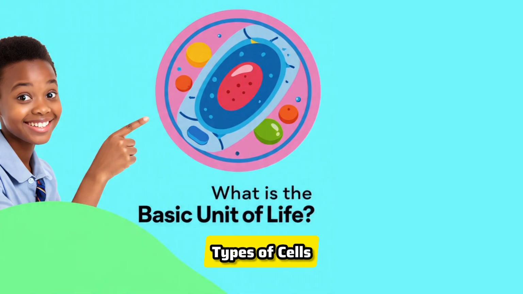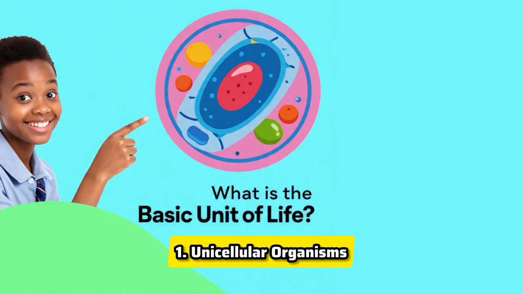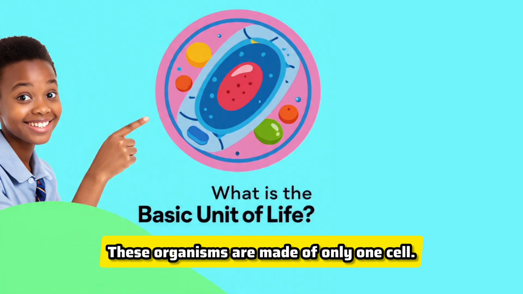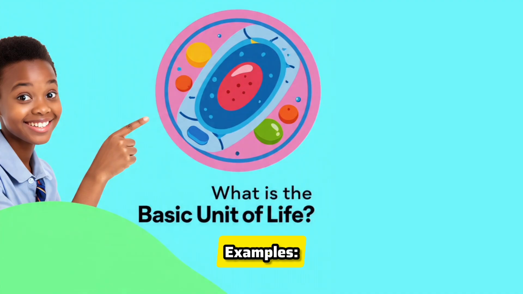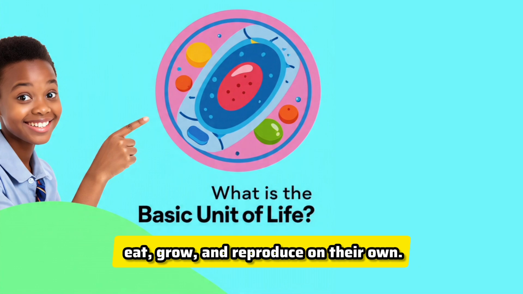Types of cells. Cells are mainly of two types based on the number of cells in an organism. 1. Unicellular organisms. These organisms are made of only one cell. That single cell performs all life functions. Examples: amoeba, bacteria, paramecium. Even though they are tiny, they can move, eat, grow, and reproduce on their own.